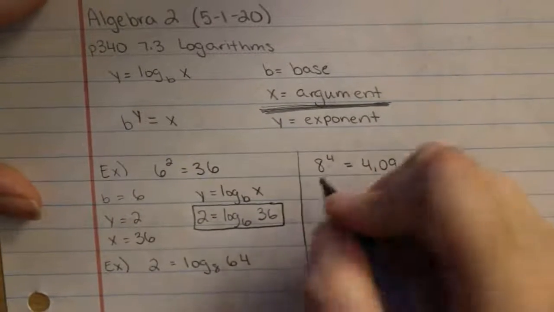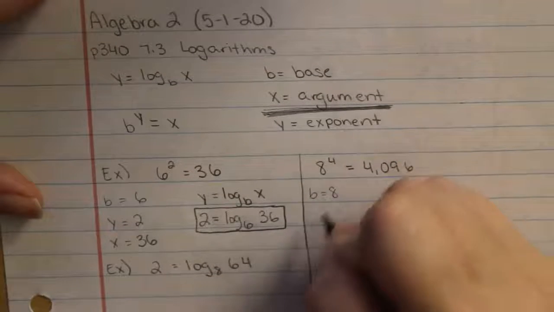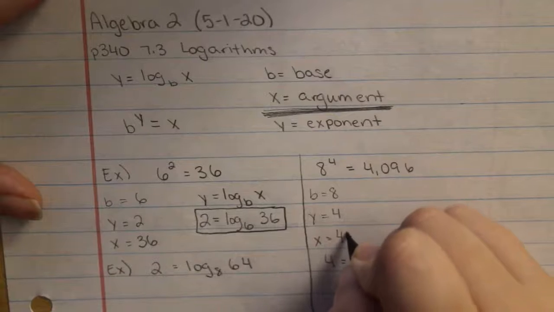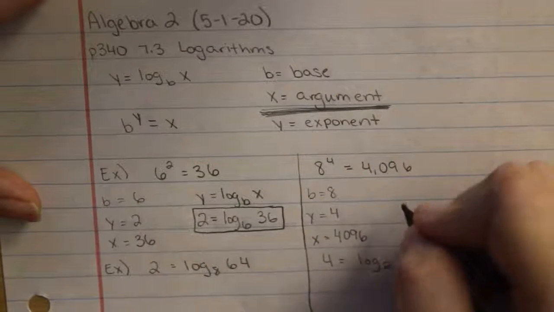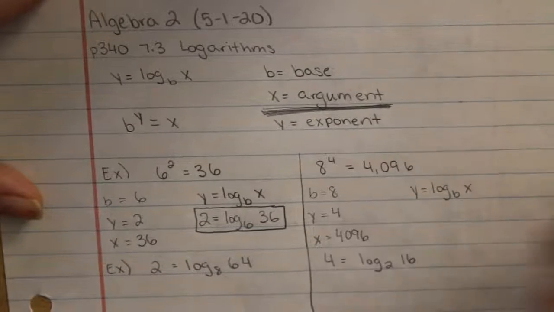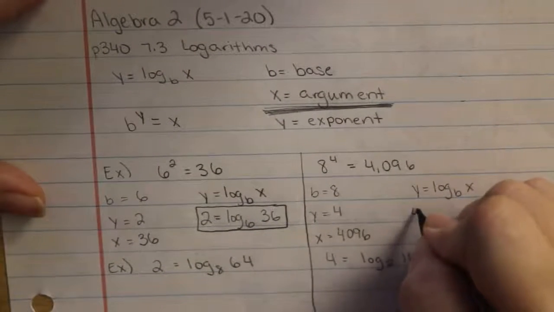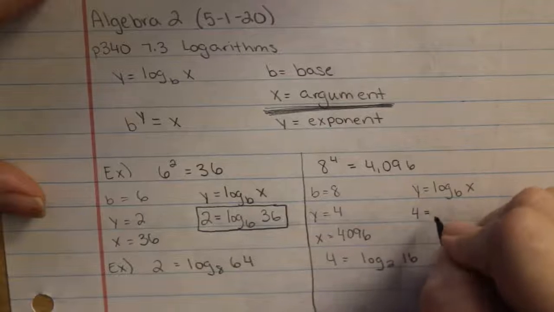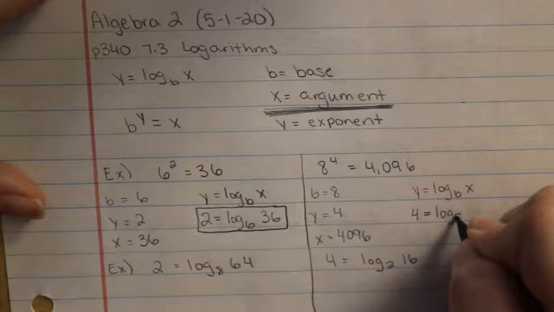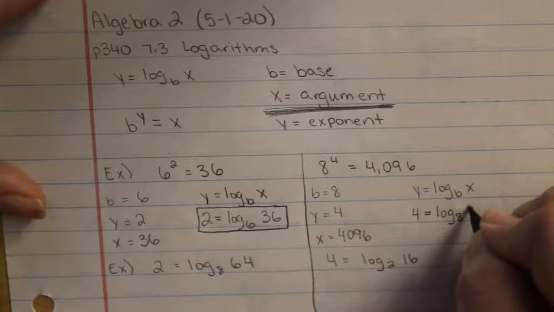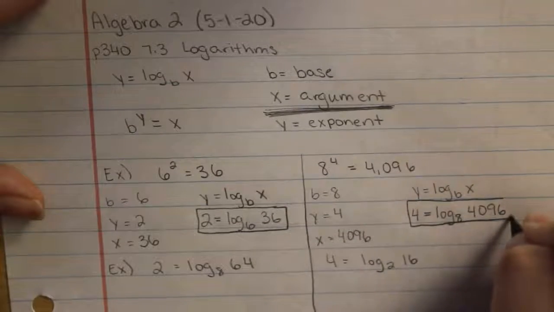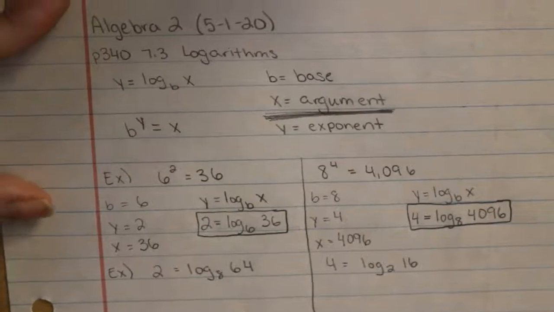Okay, I'm going to do the same thing over here. My base is 8, my exponent is 4, and my argument is 4096. So I've got y equals log base b of x. I'm going to start by plugging in my exponent. Do not forget your equals sign. Then log of my base, and then my argument, 4096. And that is my final answer for switching between those.